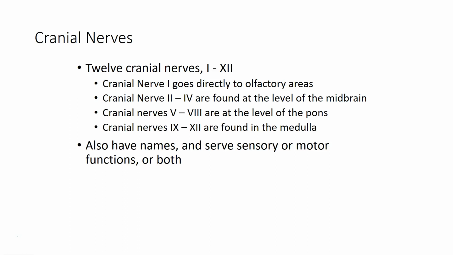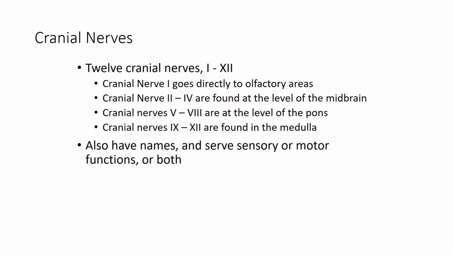The cranial nerves are a set of 12 nerves with specific functions that are related to a lot of things that we look at in speech production. Each cranial nerve is given a Roman numeral from 1 to 12. They also have names and serve either sensory or motor functions, or in some cases have both.